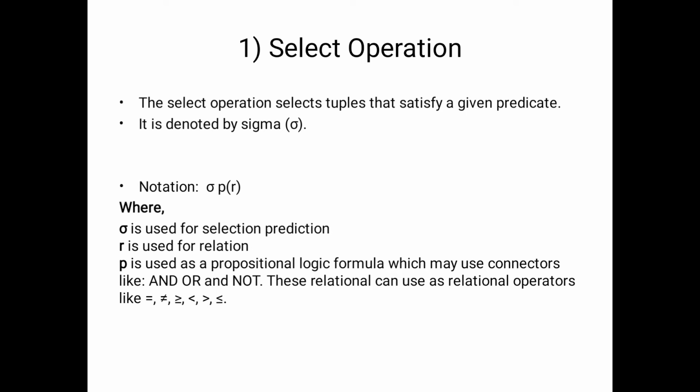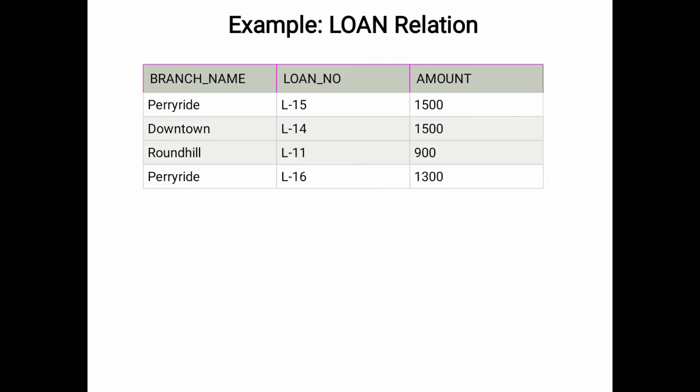Now we will move to the example. Here we will consider one small example. We will consider a loan table. In this the fields are branch name, loan number, and amount. Here we have four different records available: Perryridge, Downtown, Redwood, and Perryridge once again. Here the branch name, loan number, and amount information is available.